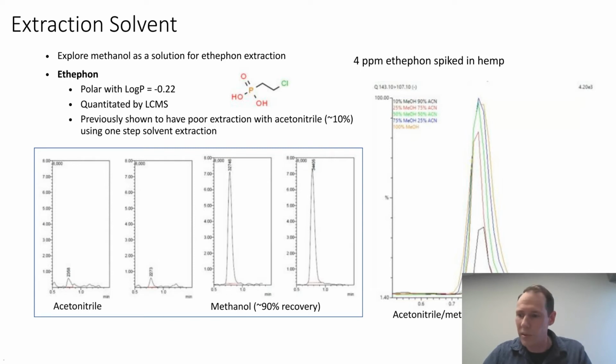And that's shown here in the bottom left of the slide. These are LCMS chromatograms. You can also see here on the right side of this slide superimposed chromatograms of ethephon extracted with various mixes of acetonitrile and methanol as the extraction solvent. You can see that as the percentage of methanol increases from 10% methanol in the black trace up to 100% methanol in the orange trace, the peak response increases as well, which indicates the better extraction efficiency.